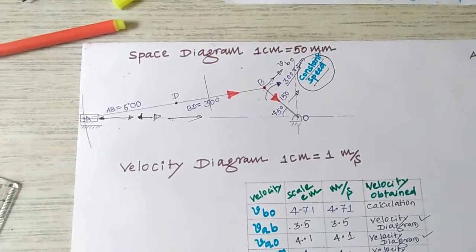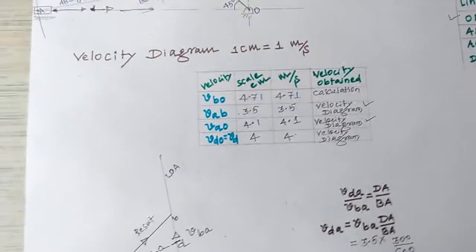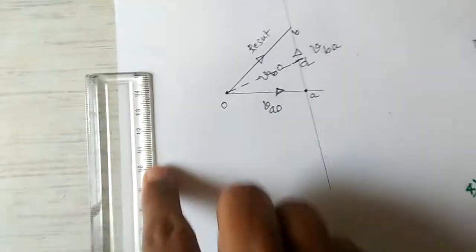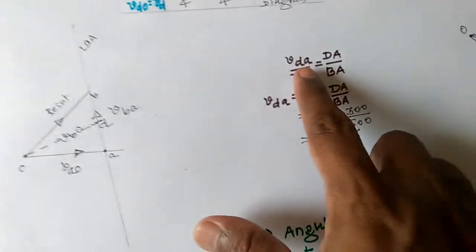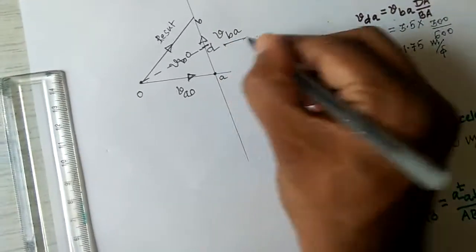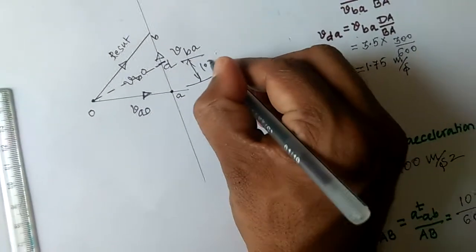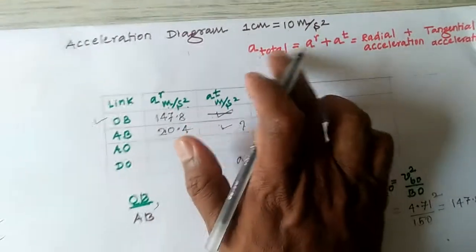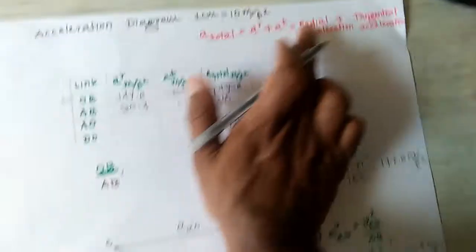Okay, what I did: first I went for the space diagram, then the velocity diagram. In the velocity diagram I determined the velocity of all the components. I determined the position of D with the ratio and got 1.71, which I kept as 1.75. Then I went for the acceleration, taking 1 centimeter equal to 10 meters per second square. A total equals A radial plus A tangential. You have to remember this.